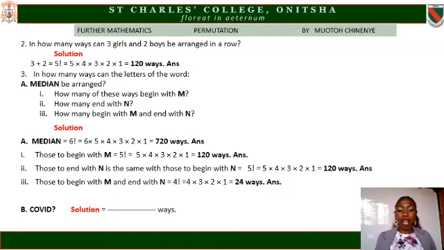Then n factorial, those that will end with n, you still remove the letter n from the word median, and the remaining letters are 5, so we have 5 factorial. And when you simplify, you have 120 ways. Then finally, to know the numbers that will begin with m and end with n, you remove the 2 letters m and n from the word median, and the remaining letters are 4. So we have 4 factorial, and when you simplify, it will give us 24 as an answer.